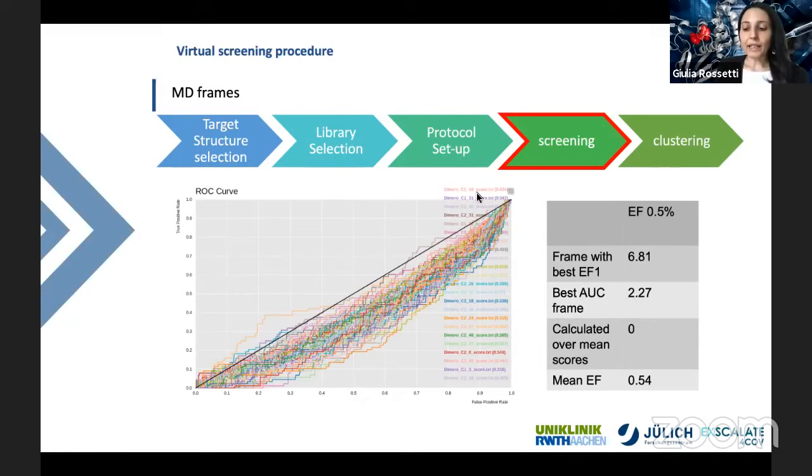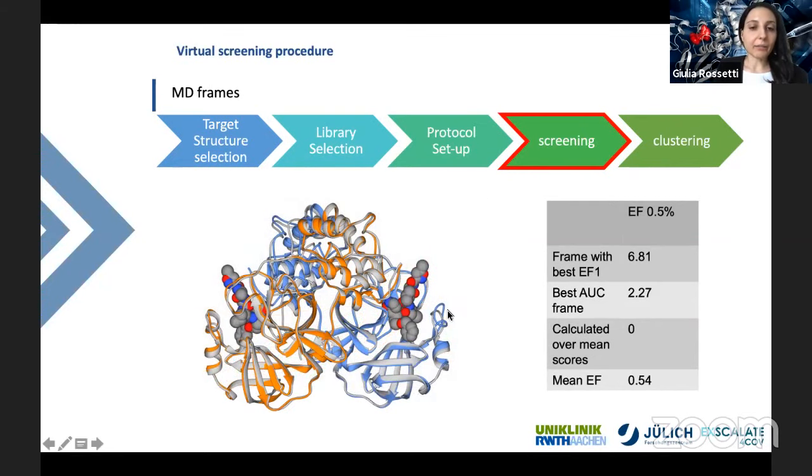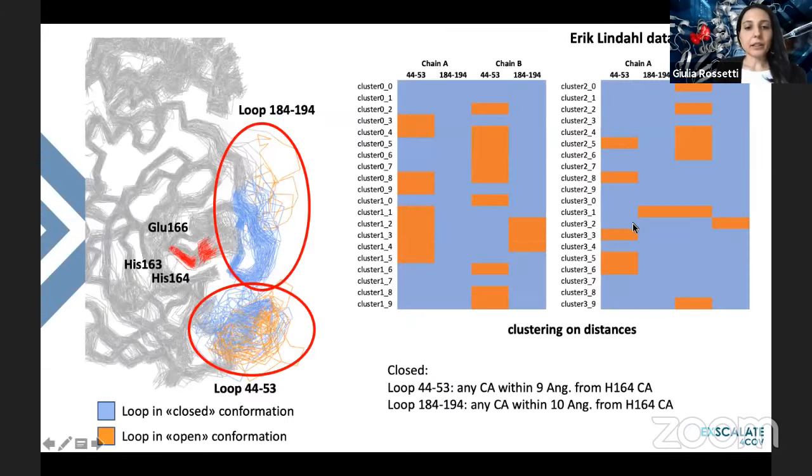And the reason why is that this protease has a very flexible part that composes the binding site. You can see that where the ligand is, there are two flanking regions that are mostly unstructured and that are actually extremely flexible in the simulation. Now, you can see a clusterization that was kindly provided to us by the group of Erik Lindahl and was done on the MD trajectory.